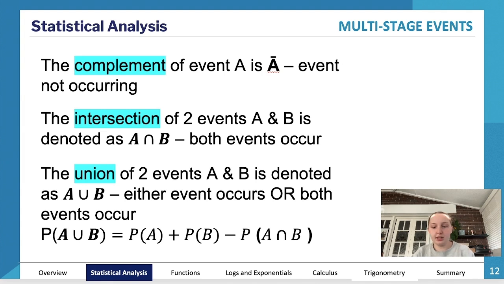Okay, so the next thing we're going to look at is multi-stage events. The complement of event A is A dash. Like we were saying, if you see a probability with a letter with a dash on the top, all that means is the probability that the event doesn't occur. We've been over that a little bit, so I'm not going to focus on that for too long. Then we've got the intersection of two events, A and B, which is denoted as A, this little thing that looks like a rainbow, and B, which is the probability that both events occur.